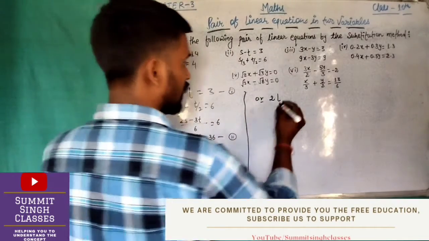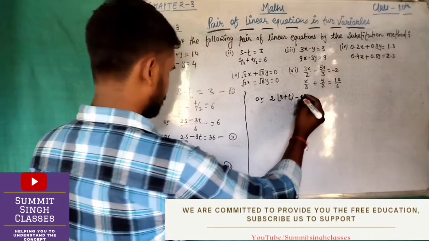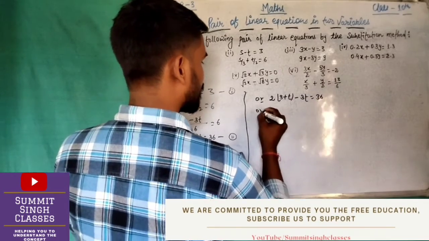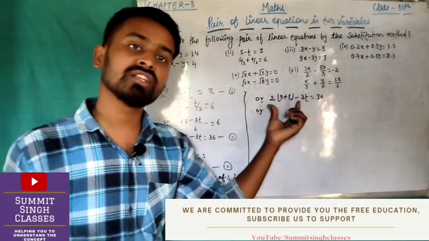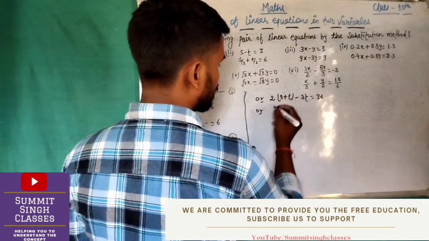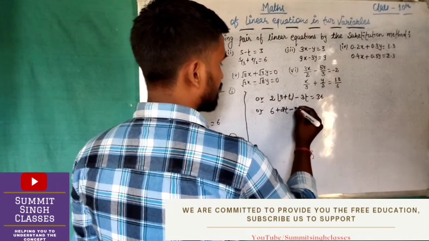So we will write here 3 plus t and minus 3t is equal to 36. Now just solve this equation. It is a linear equation in one variable, you can solve it easily. So you can write here 2 threes are 6 plus 2 multiplied by t will be 2t, and minus 3t will be equal to 36.